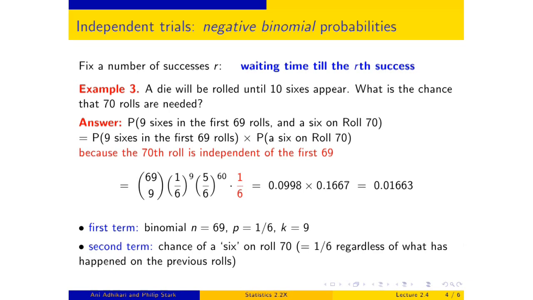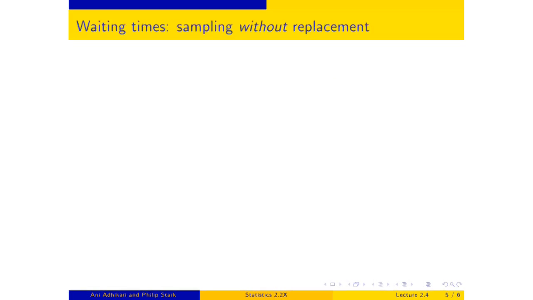Now, where did we use independence? Well, we used independence in saying here you don't need the conditioning because the 70th roll doesn't depend on what happened in the first 69, and you also used independence inside this binomial distribution here. The logic did not rely on independence at all, and so what we're going to do now is shift the assumption slightly to sampling without replacement. Same thing, waiting for a success, but in sampling without replacement.